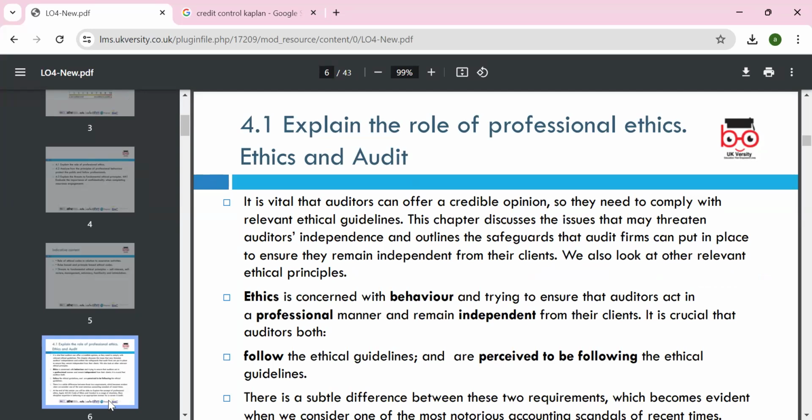So ethics is concerned about the behavior, trying to ensure an auditor acts professionally and independently. You must not depend on other controversies because you're getting the fees. Your business can depend on the client, but still you need to be independent. That is really a question mark in itself, but we need to follow a code of ethics, and we need to be independent. Okay, so it's crucial that auditors both follow the ethical guidance and the ethical standards.